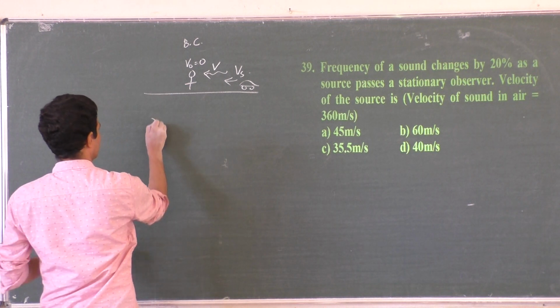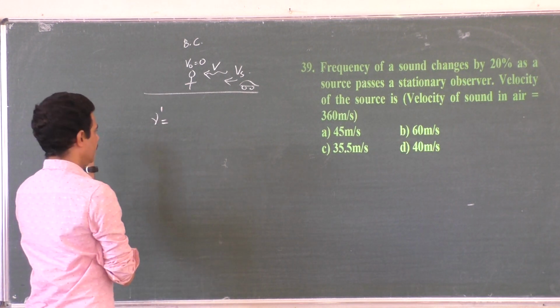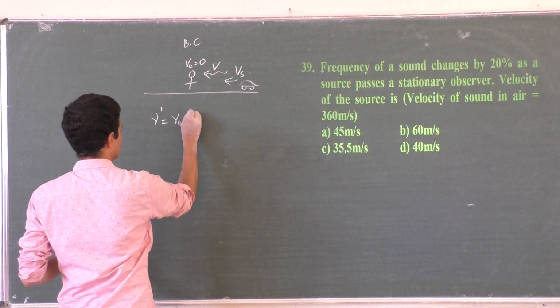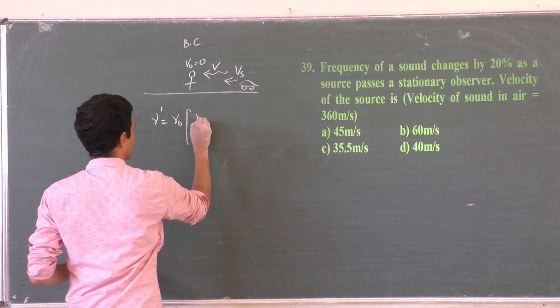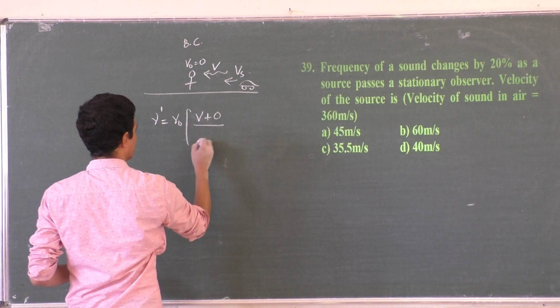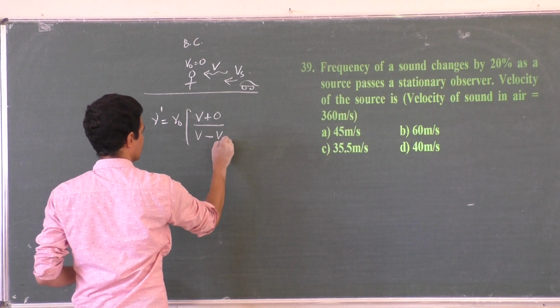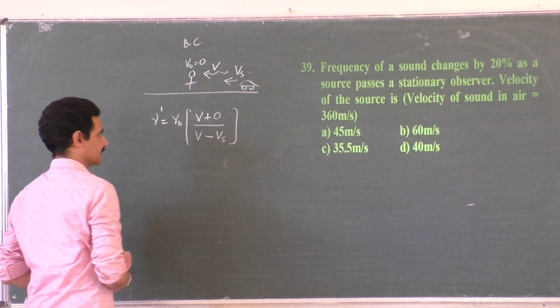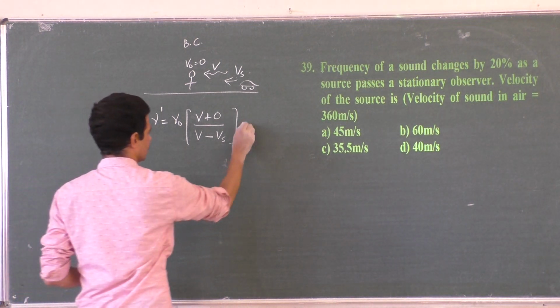Here, apparent frequency, I'll write nu dash. Nu dash is equal to nu naught into V plus velocity of the observer divided by V minus velocity of the source. Why minus? Negative x-axis. This is before crossing.